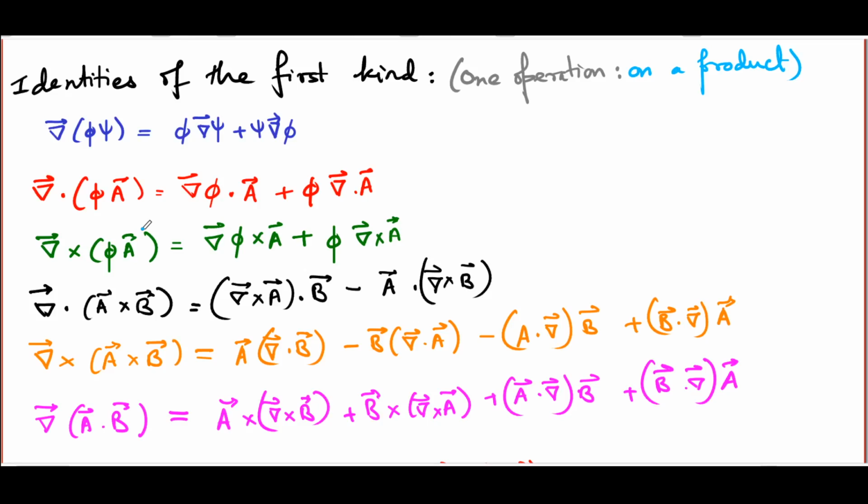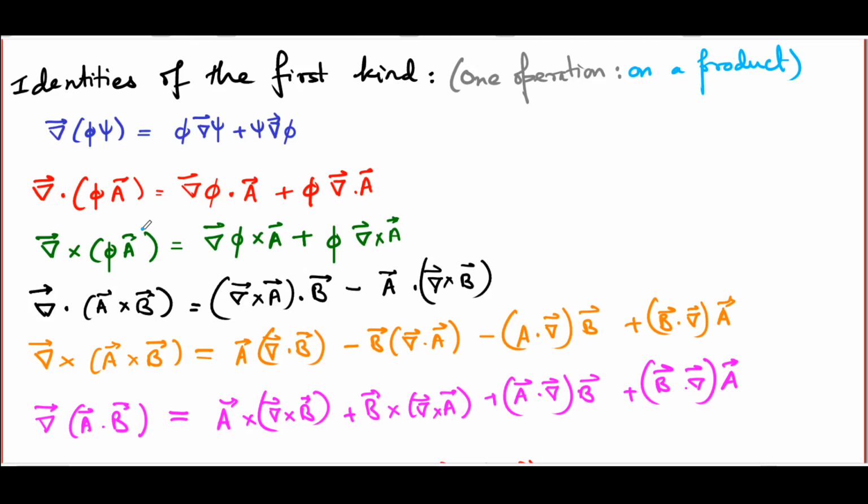Now, if you come to a situation where you have two vector fields, you can take their cross product to form a vector field. And now you have the possibility of a divergence of A cross B and curl of A cross B. Divergence of A cross B is relatively simpler. It's curl of A dot B minus A dot curl of B. Curl of A cross B is a bit more involved. It's A times divergence of B minus B times divergence of A minus A dot del acting on B plus B dot del acting on A.